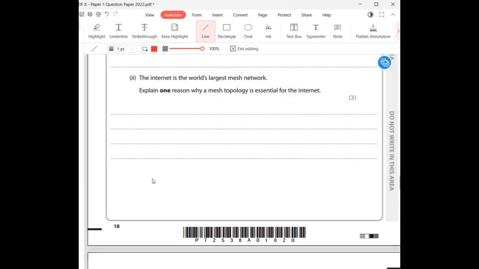So I would say it needs to be easily scalable as mesh topology allows this as it's decentralized with other nodes around them. So that is what I would say. So if I was doing this, I would say it needs to be easily scalable. Mesh topology allows scalability as it's decentralized. So that is how I would word it.